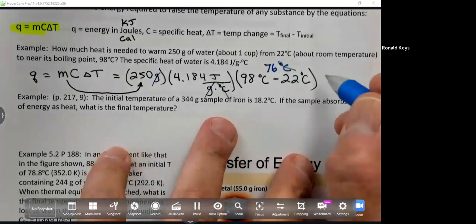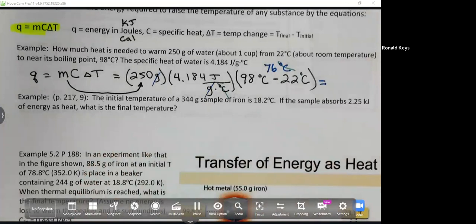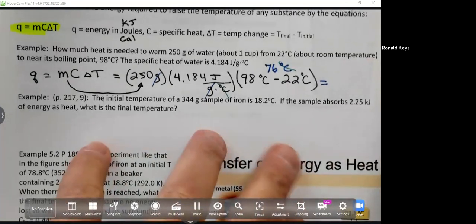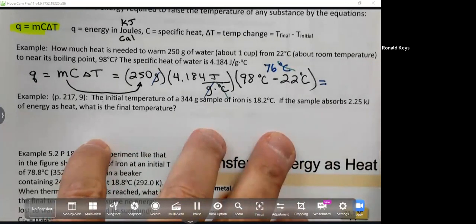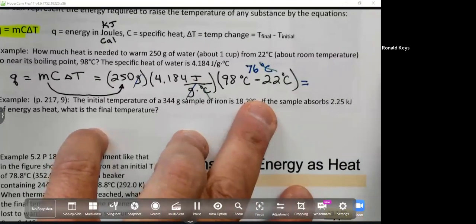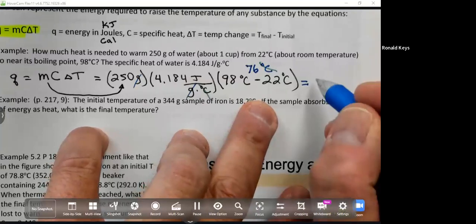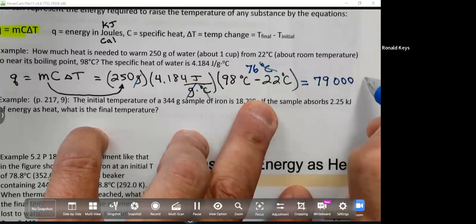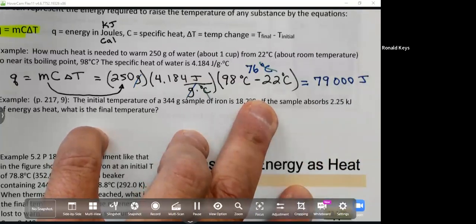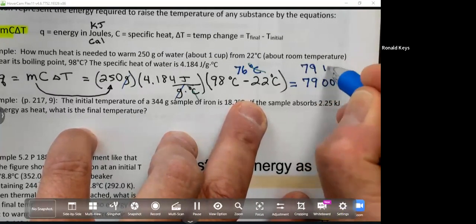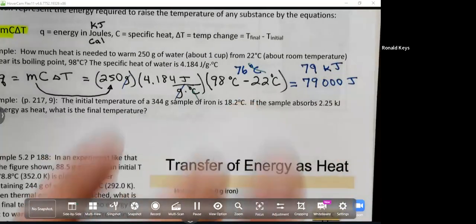If I crank that through, 2 sig figs gets us 79,000 joules, which would be 79 kilojoules.